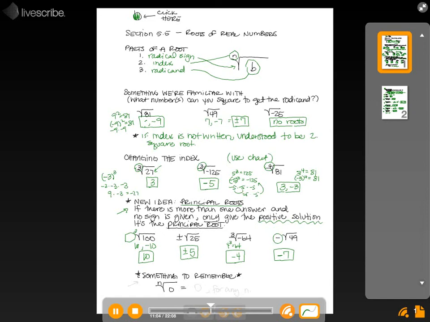So principal roots, if you have more than one answer and there's no sign out in front, you need to give me the positive root. That's the principal root. Something to remember here at the bottom, if you have the nth root of 0, which means you could have any index you want, and 0 is your radicand, that is always going to be 0. It works for any number n, as long as n is 2 or greater than 1.